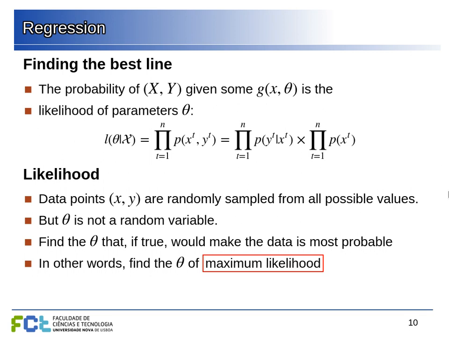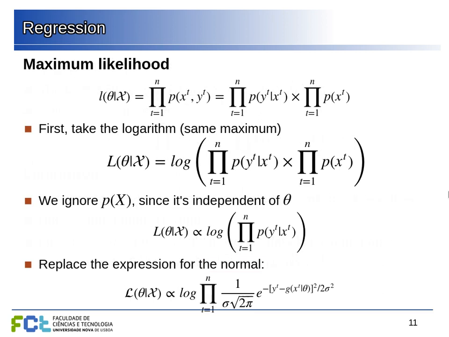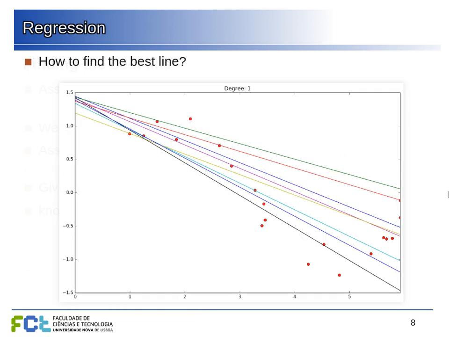In other words, to maximize the likelihood of the parameters. The likelihood of the parameters is the probability of the data, assuming that the parameters are correct. Okay, so how can we use that? We want to find the line here with the parameters that have maximum likelihood.